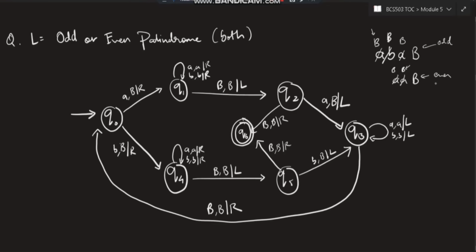If it's an even palindrome, what will happen? Even palindrome means I was in this spot here. After this I encountered a B again. If I encounter a B after this one, what am I supposed to do? Is capital B defined here from Q naught? No, it's not. If I encounter a B after B, that means the string is over, and I have to reach the final halt state. So from here I'll just do B, let it stay as B and move to the right. So this is the transition diagram for odd or even palindrome.